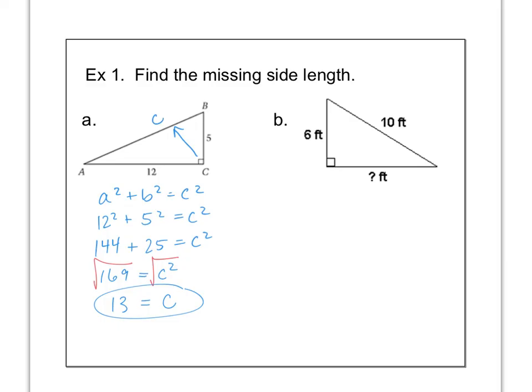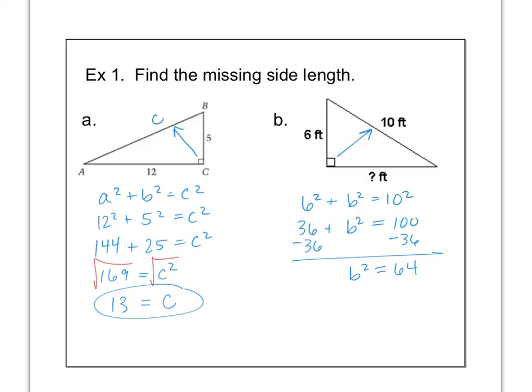Take a look at part B. In this one, the c is 10. So I can write 6 squared plus b squared equals 10 squared. The hypotenuse has to go in for the c. 6 squared is 36. b squared is b squared. 10 squared is 100. Subtract 36 from both sides. We have b squared equals 64. We don't want b squared, we want regular b, so we take the square root. Technically we get plus or minus 8, but we're not going to have a negative length, so we'll just say b equals 8. And it looks like I have a label of feet.